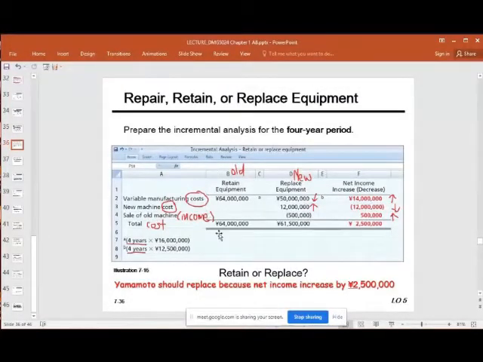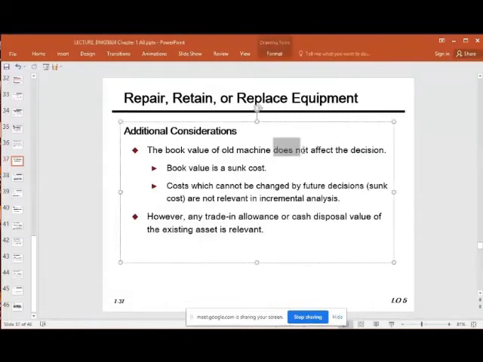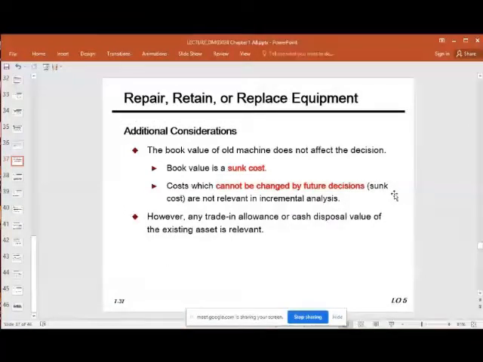Retain or replace a new machine. So let's go to the next slide. The book value of the old machine does not affect the decision. It is a sunk cost, because it cannot change your future decision. Like what I mentioned just now, you have already bought the old machine many years ago. So if you are deciding whether to buy a new machine or not, the book value of the old machine will not affect your current decision.